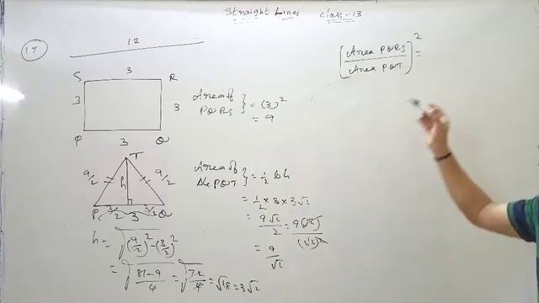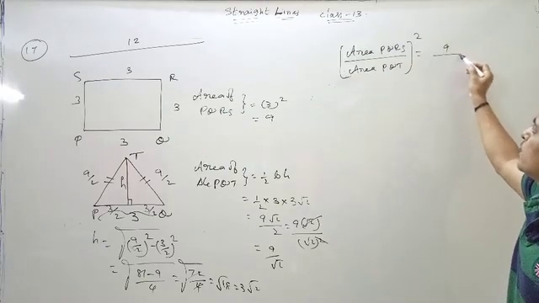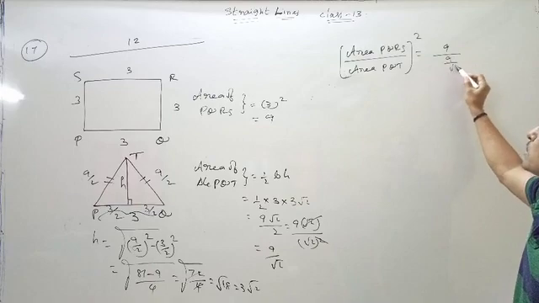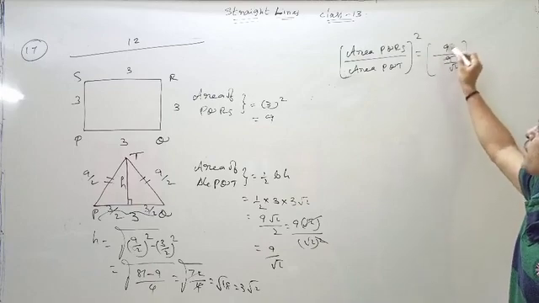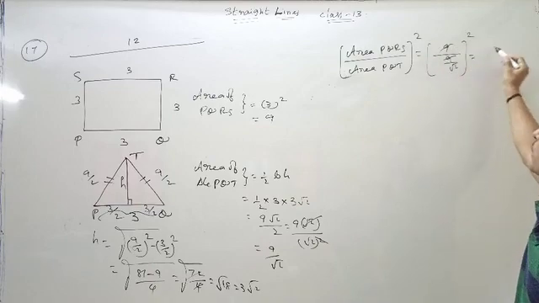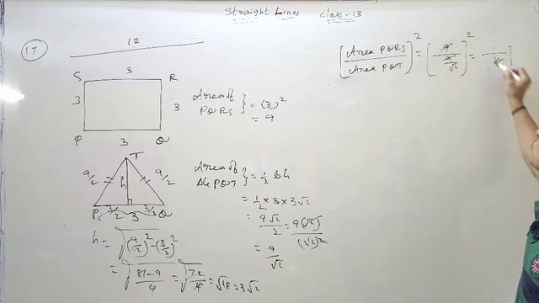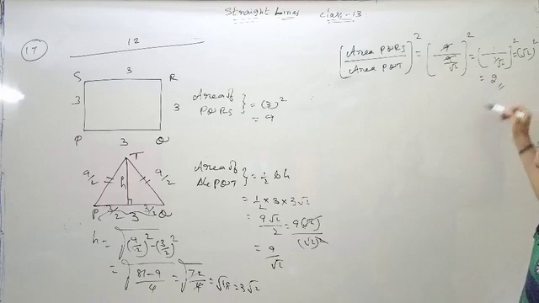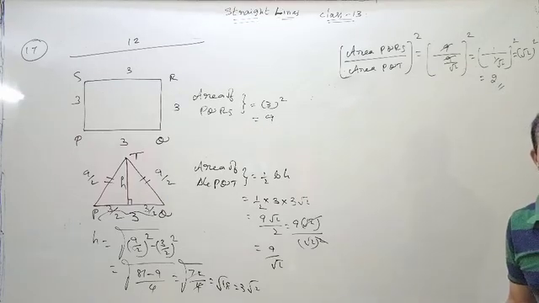So what about the area of PQRS? That is 9, and the area of PQT is 9 by root 2. So 9 cancels, and we have 1 by root 2 whole square. That is root 2 whole square, that is equal to 2. Okay? That is a simple problem.